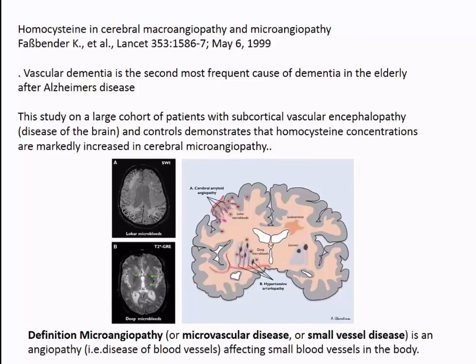This is kind of technical, but if you wanted to read the technical aspect of it, it's basically saying that if you have high homocysteine levels, I'll just highlight this area here. High homocysteine levels are a marked increase for cerebral microangiopathy. So what's that big word down there? I put the definition right in here.